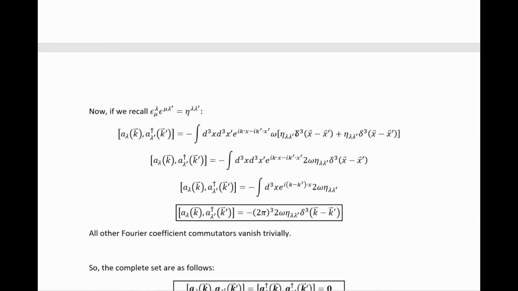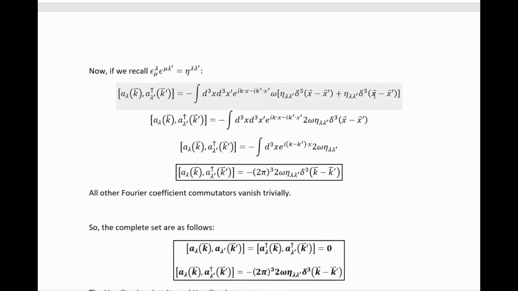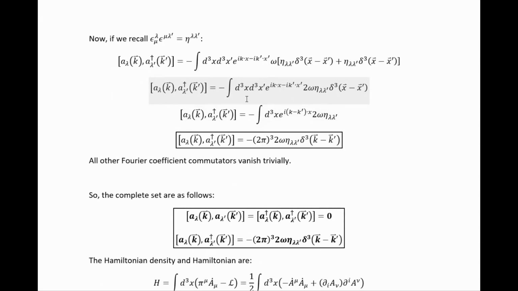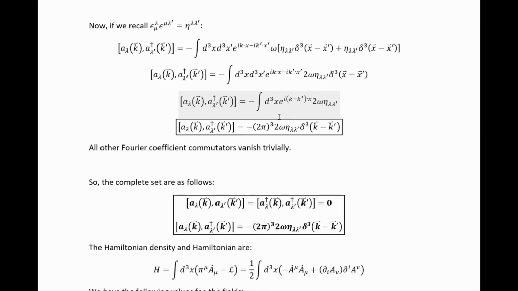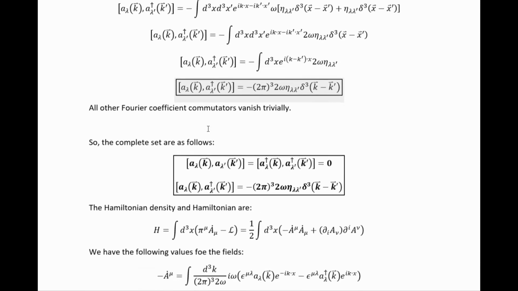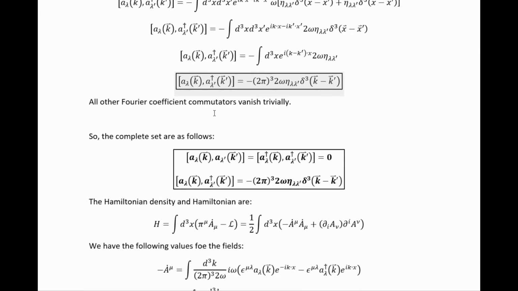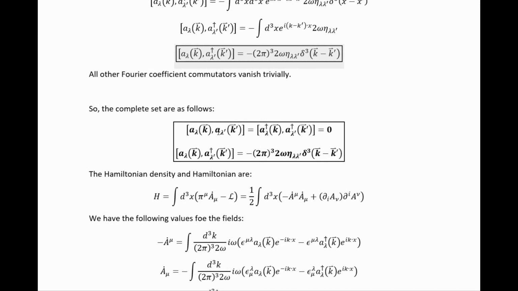That gets us here. Then we remember this relation. We can plug that in. Then we can sum the two like terms. Then we can do the x prime integration with this delta function. And then we can recognize the delta function that shows up as a result of this x integration, which gives us this final result here. The other Fourier coefficient commutators vanish trivially, so the complete set are as follows here.